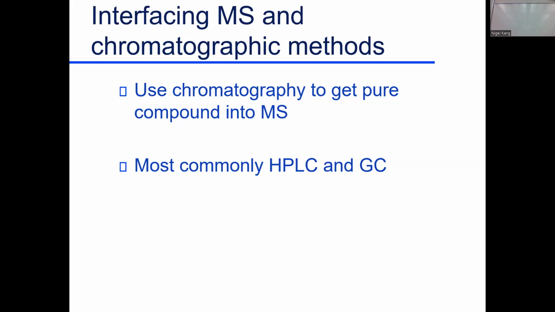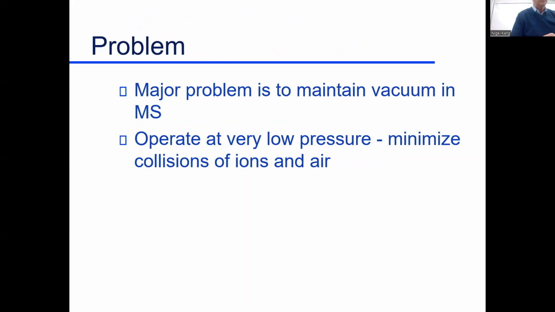And so we like to do some kind of separation of your mixtures before it goes into the mass spectrometer. Gas chromatography is certainly one technique, as is liquid chromatography. So let's put a gas chromatograph up front and interface it, using a mass spectrometer as a detector, or use an HPLC to look for non-volatile compounds. Gas chromatography, volatile compounds. Liquid chromatography, non-volatile compounds.